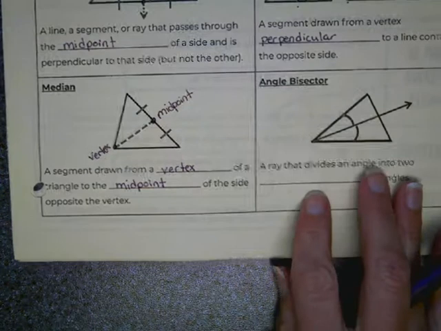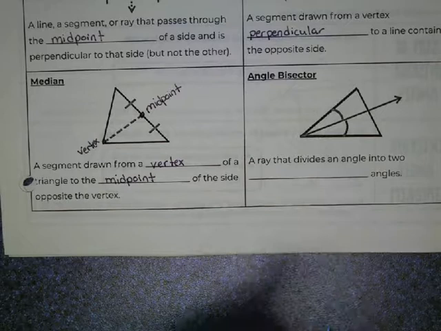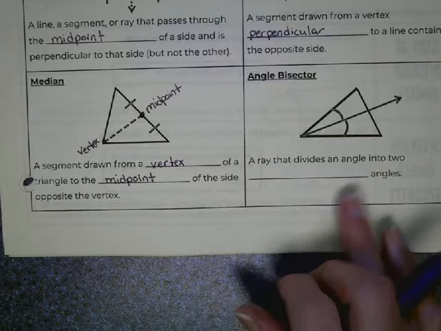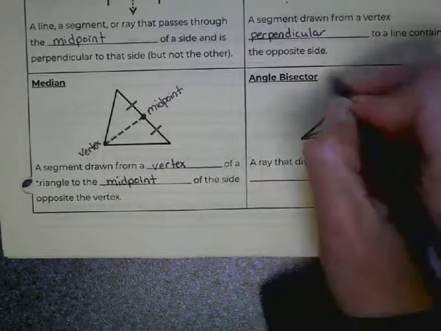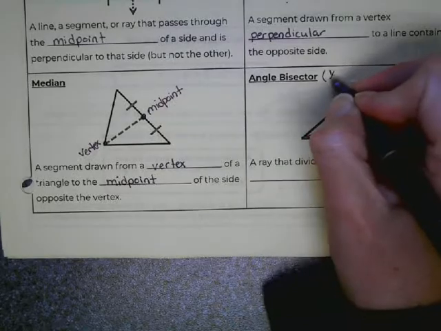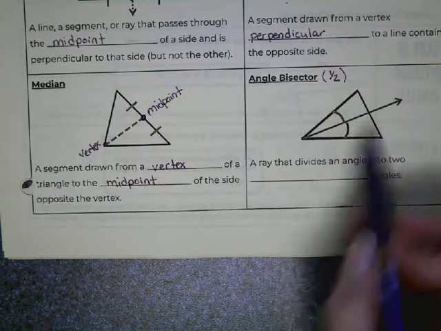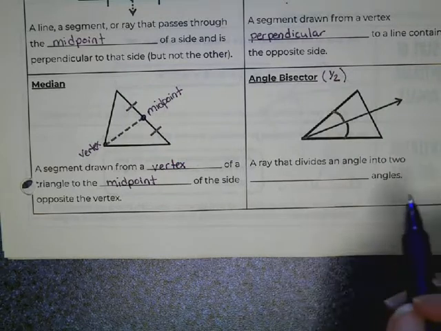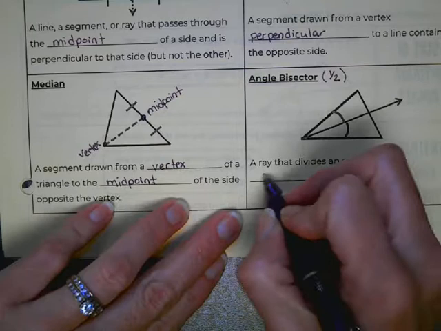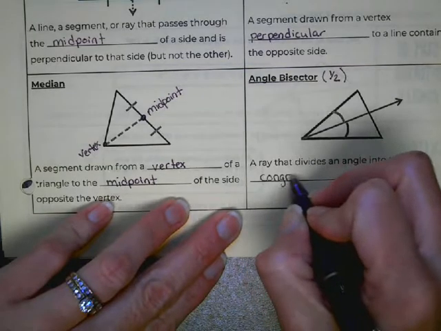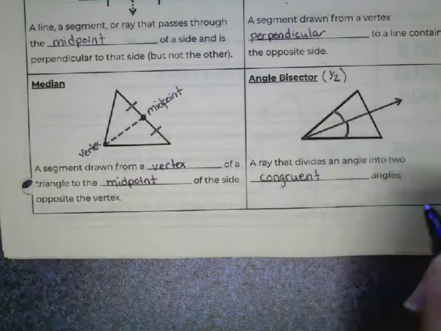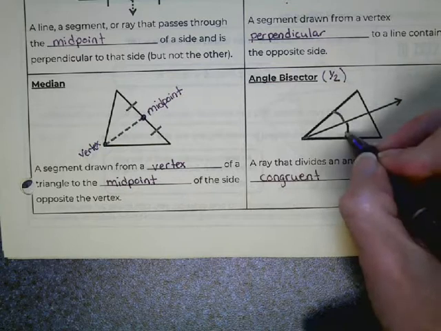Alright, and the last one here is called an angle bisector. We talked about this in Unit 1 also. When you bisect something, remember it cuts it in half. So we're cutting an angle in half. It's a ray that divides an angle into 2 congruent angles, or 2 equal angles. So it bisects, so these 2 angles are now equal.